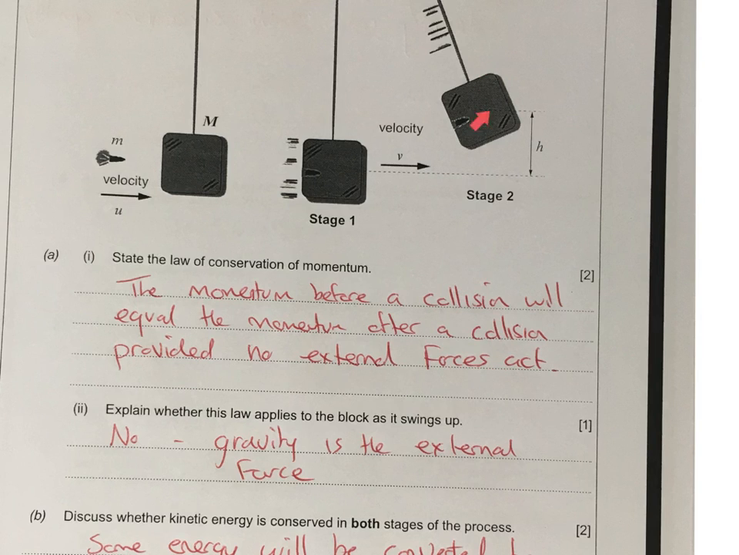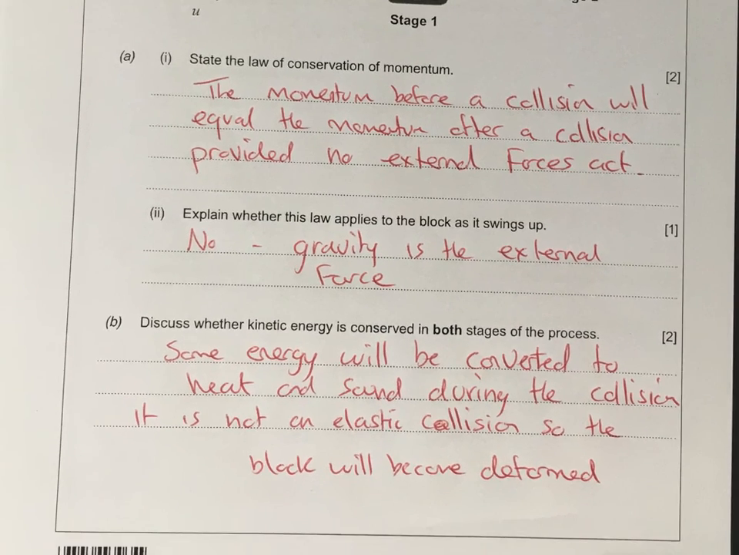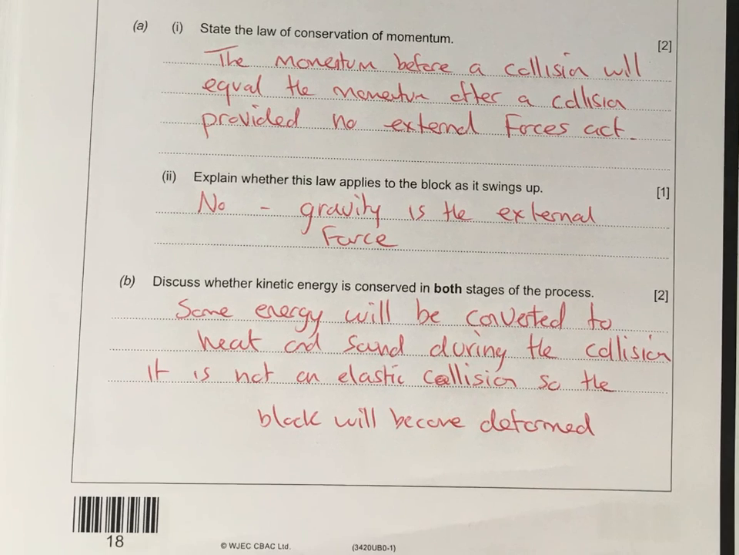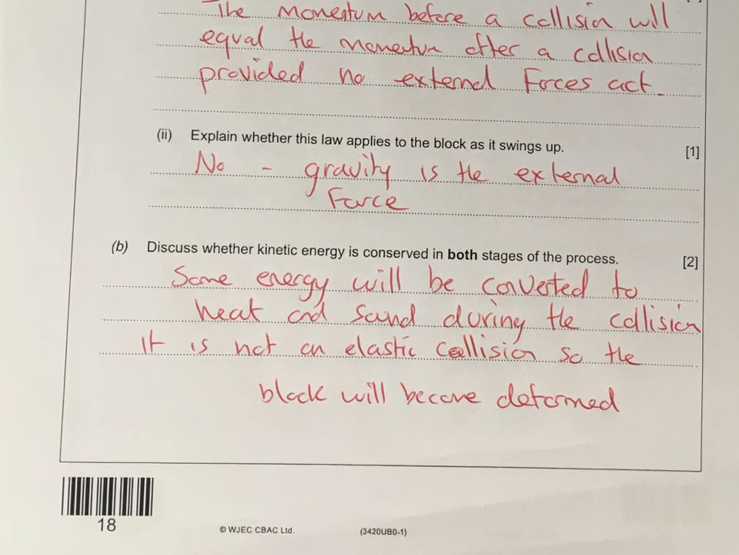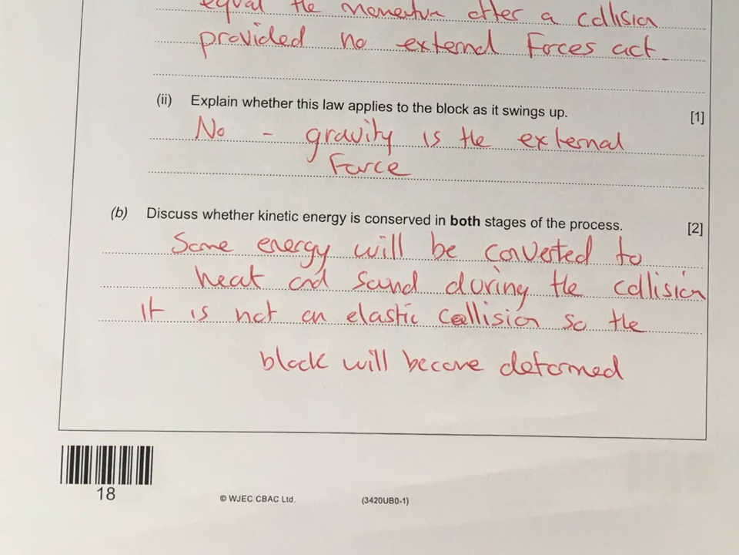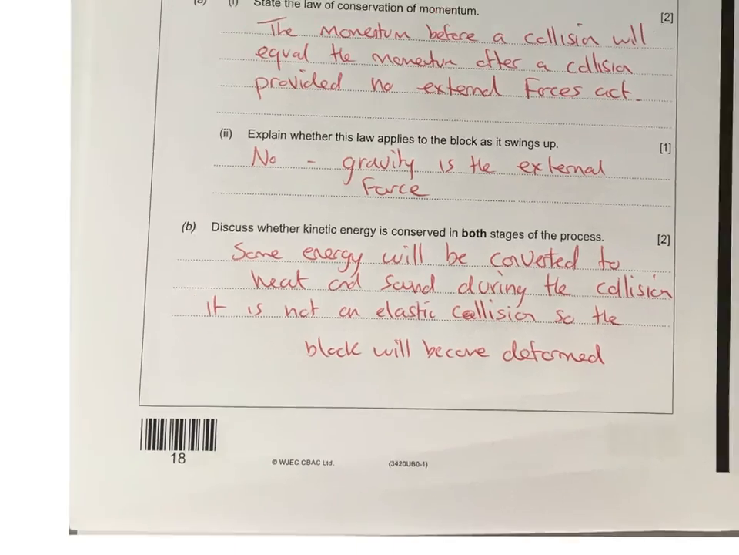With this one, though, there is a force. Because it's swinging upwards, we've got to take gravity into account now. So gravity in this case is the external force. Discuss whether kinetic energy is conserved in both stages of the process. It's not going to be, because only in elastic collisions does that happen. So some energy is going to get converted to heat and sound with the 2 blocks knocking during the collision. It's not an elastic collision, so the block will become deformed as well.